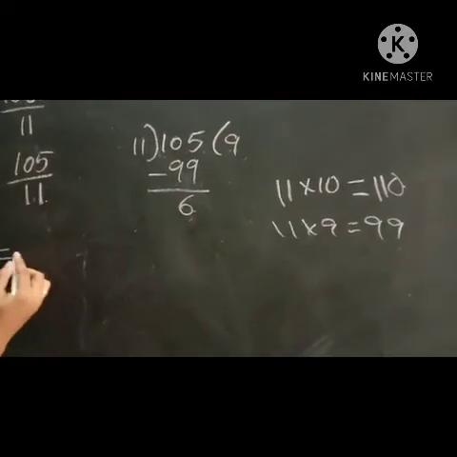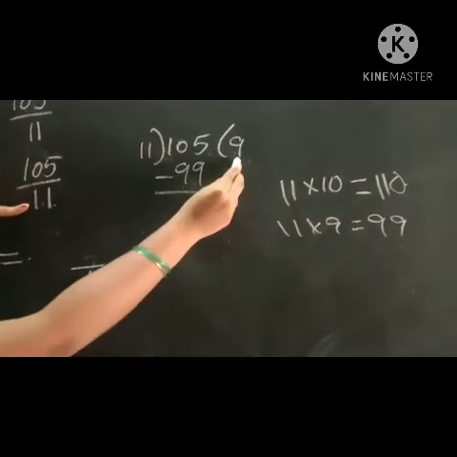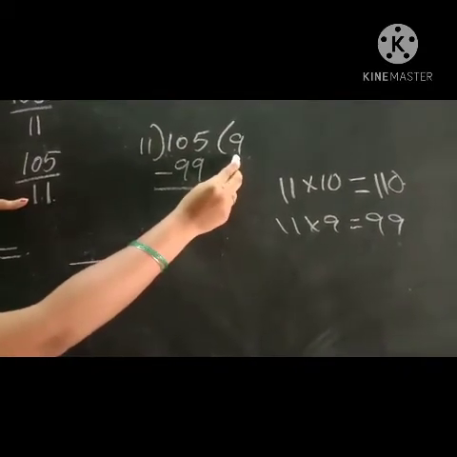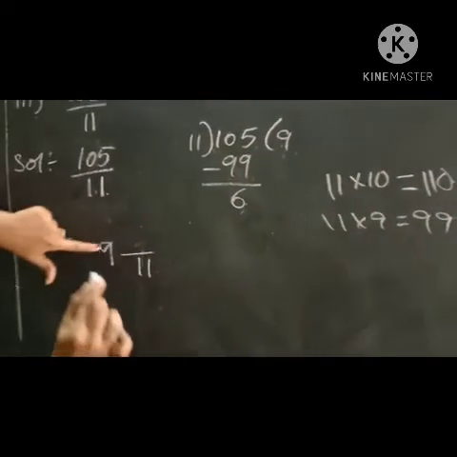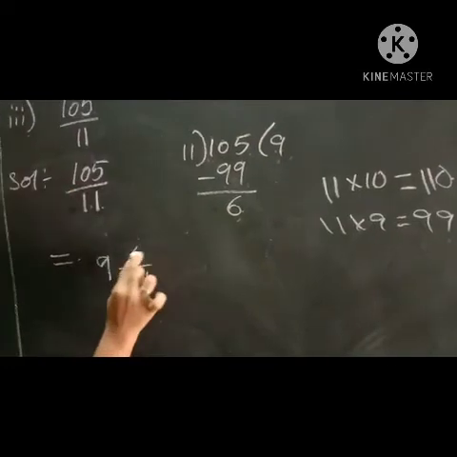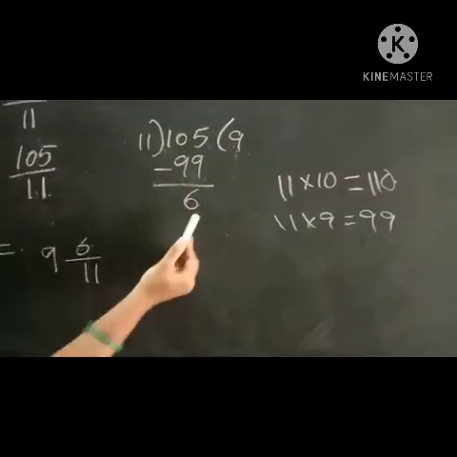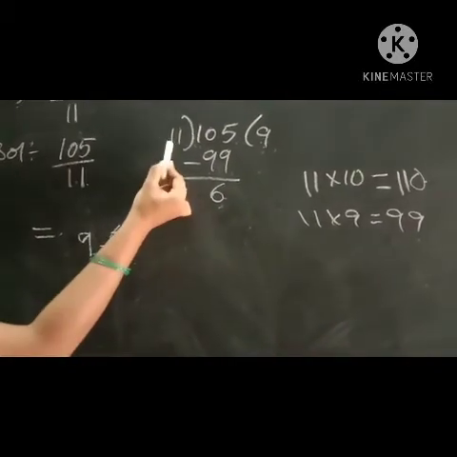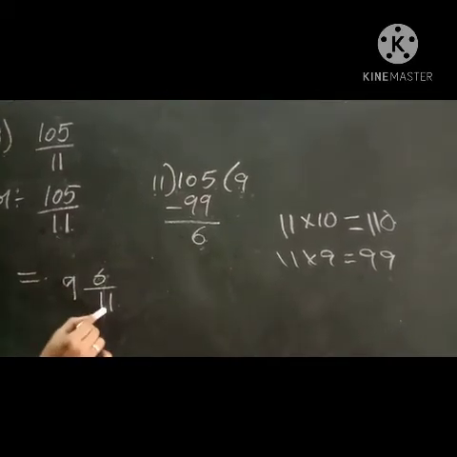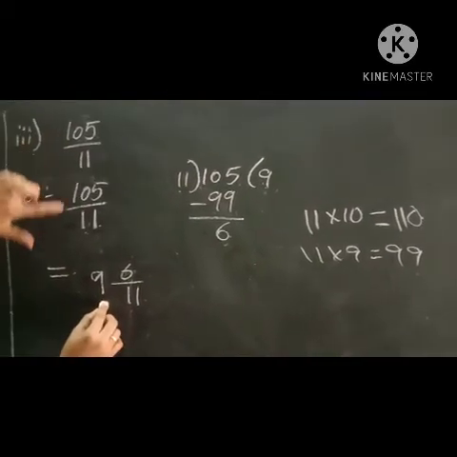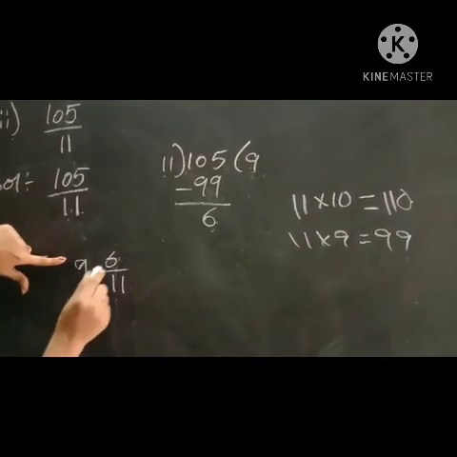Now see here, children. The denominator is a constant number. And the quotient is there. Now where do we have to write the quotient? The quotient we have to write in the whole part here. Whole part. And the remainder here. Remainder is the numerator. Quotient is the whole part, remainder is the numerator, and the denominator is the constant number. So 105 by 11 equals what mixed number? 9 6 by 11.